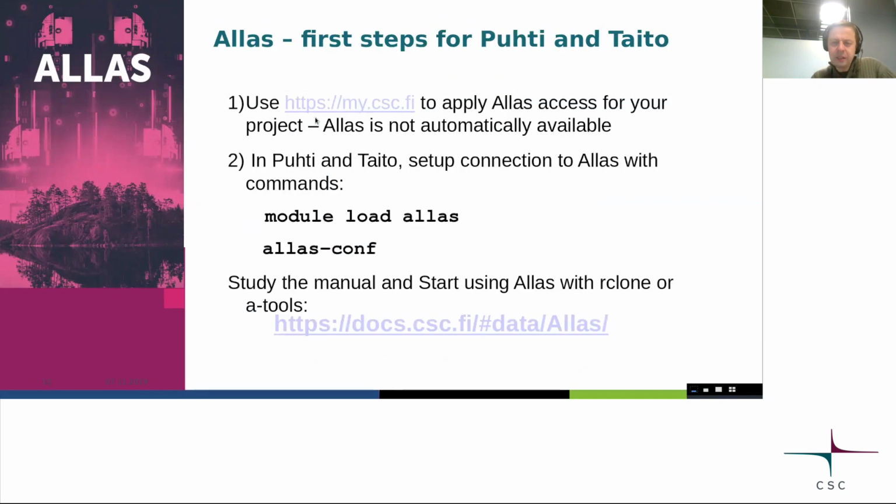In Puhti and Taito, to get started, you first apply for Allas access in my.csc.fi and make sure that you have it available. Then to set up the environment, you first run the command module load allas in Puhti or Taito, and then run the command allas-conf, where you define which project you are using and open the connection for 8 hours. And then take a look at the manual on the Taito.csc.fi site to see how you actually work with Allas, because we don't have time here to study all the details that are available.